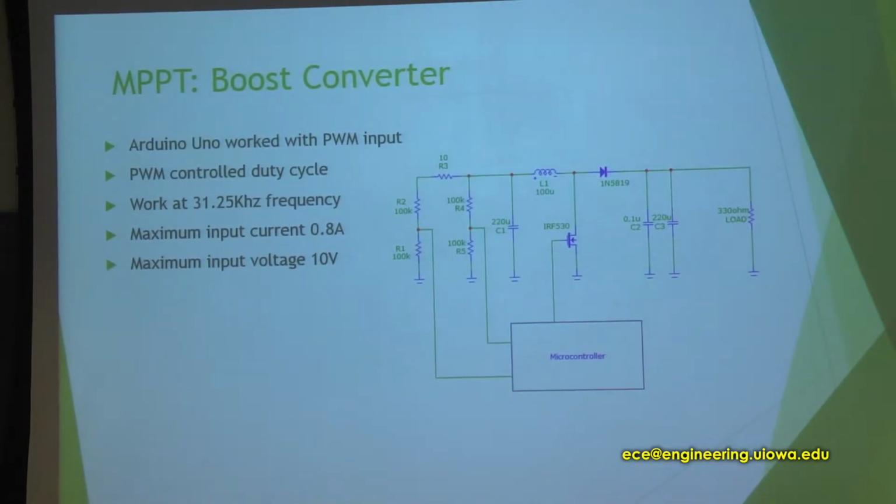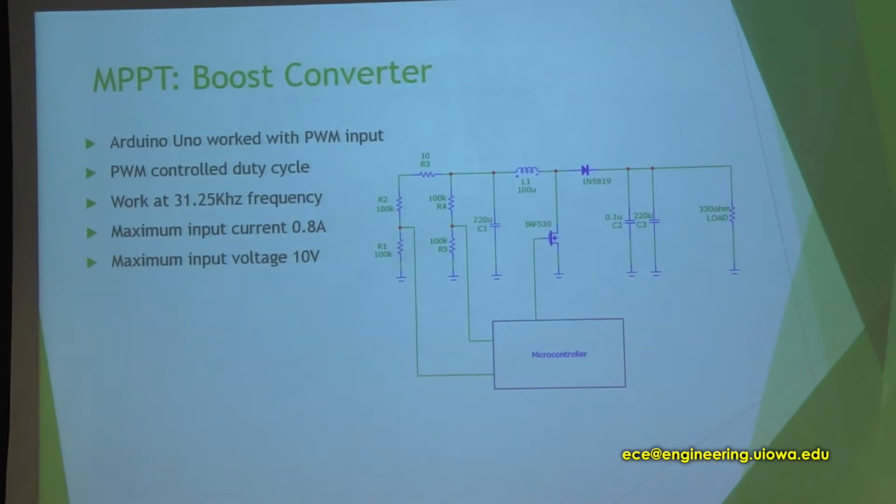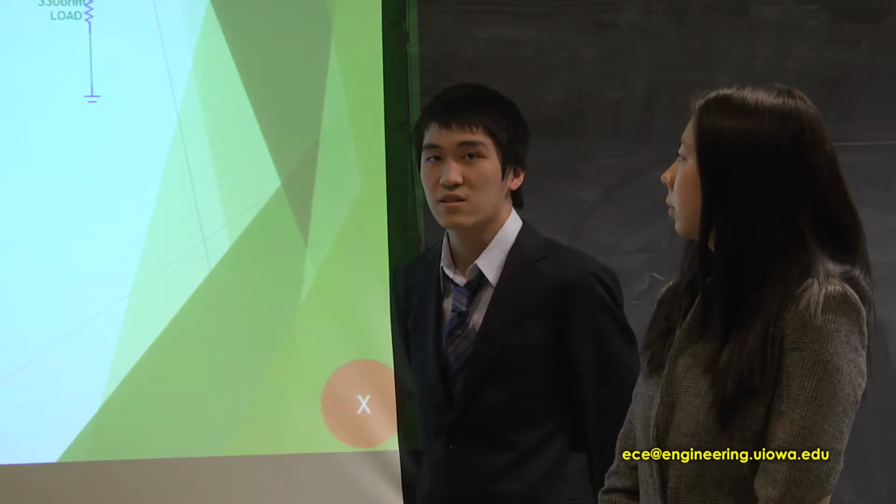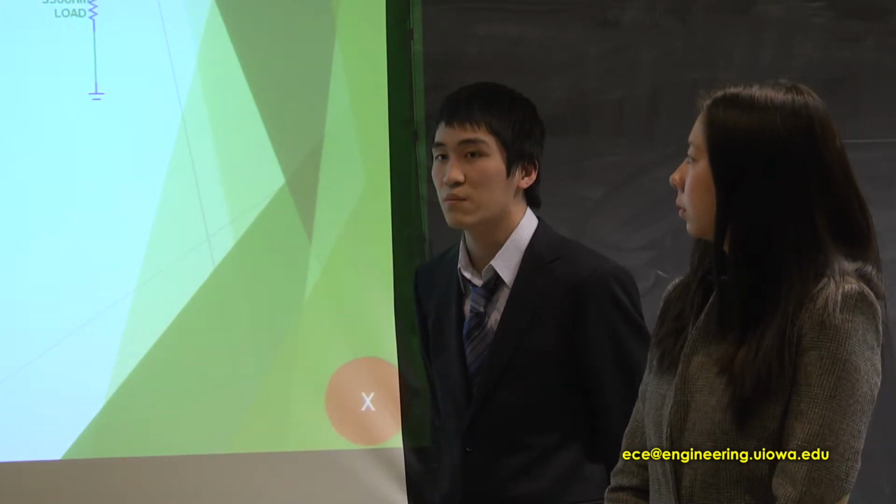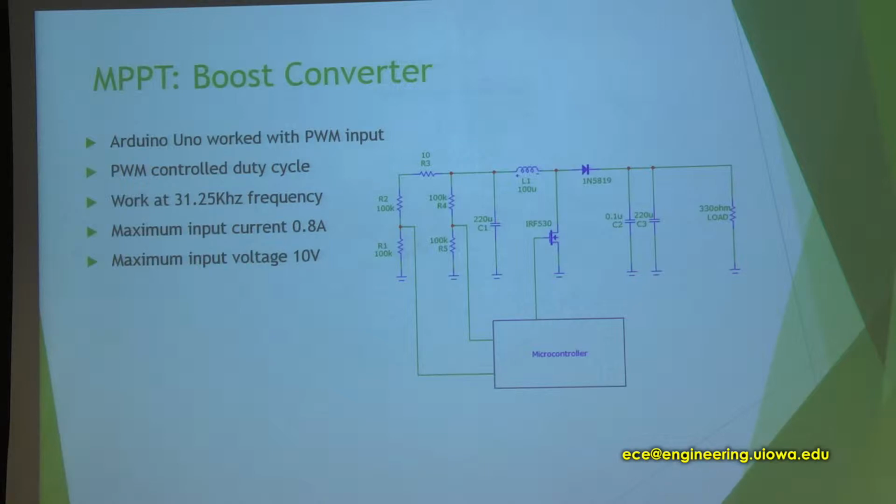So our essential idea for the MPPT is the boost converter. We're using an Arduino Uno for PWM input to the MOSFET to change the duty cycle. We're working at 31.25 kilohertz so that the inductor and capacitance will have very moderate values. We're having 7.1 watts and 10 volts solar panels as our input, so the maximum input current is 0.8 amps and the maximum input voltage is 10 volts.